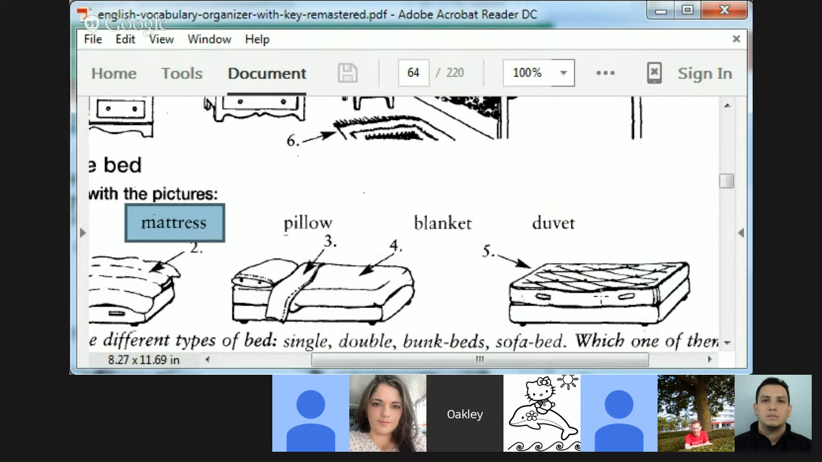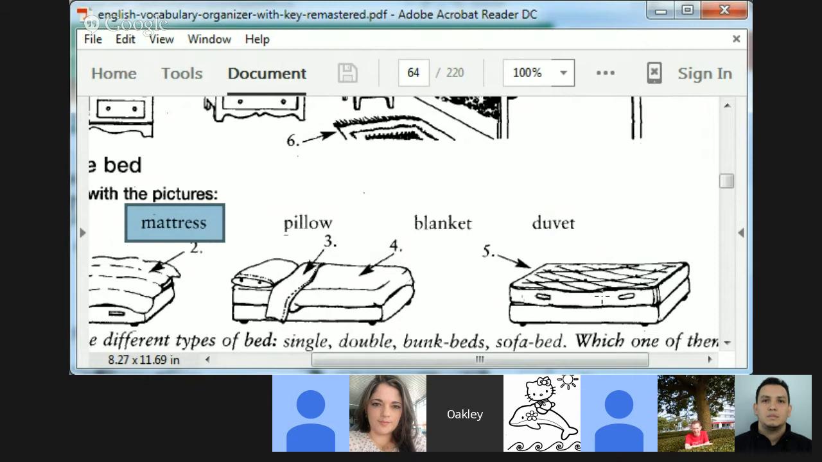Very good. Is there another word I can use for it? Yes. I'm thinking. I'm still thinking. I don't know what else to call it, actually. I think maybe there's another word, but it's a mattress, believe me.